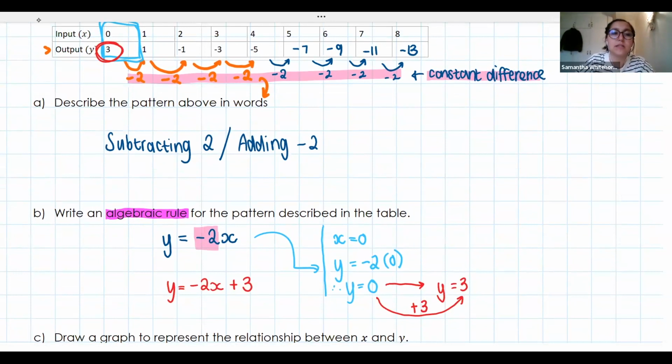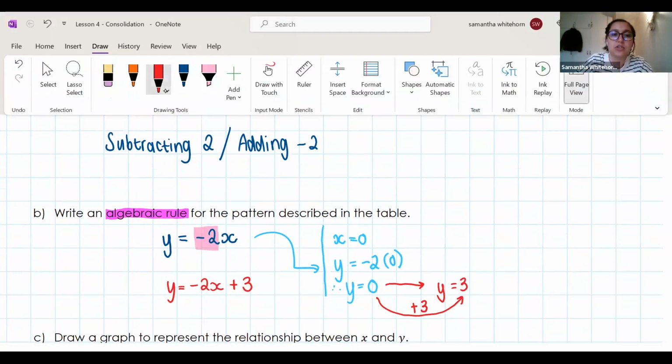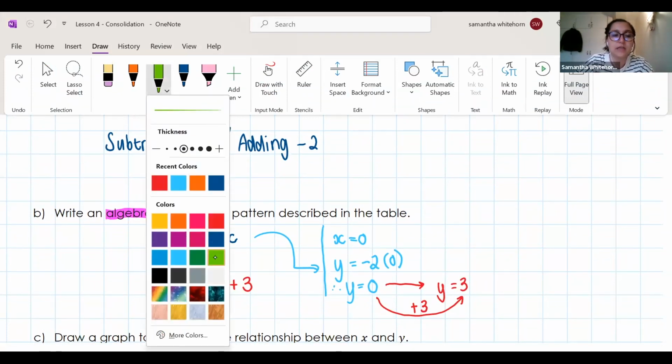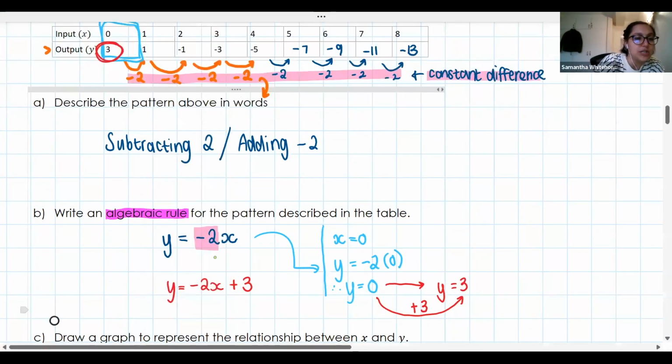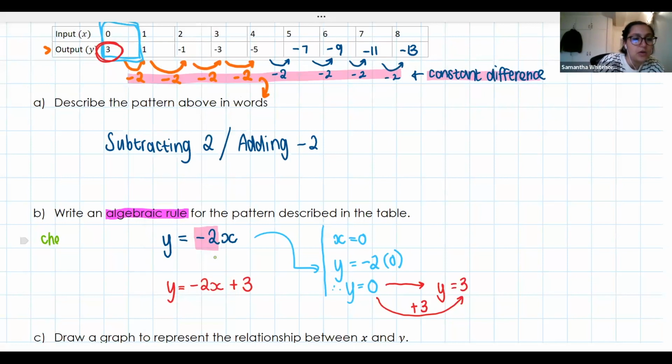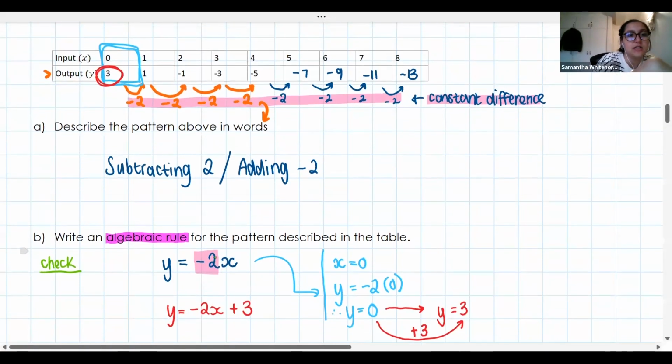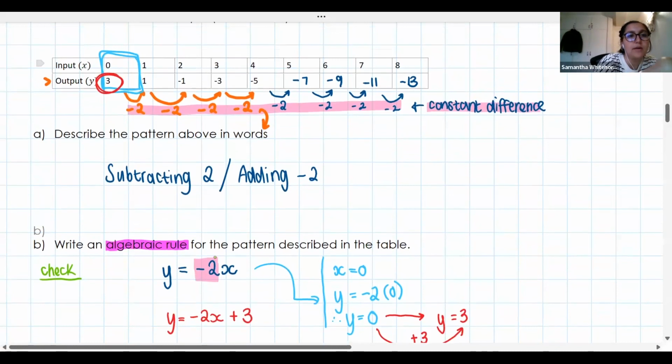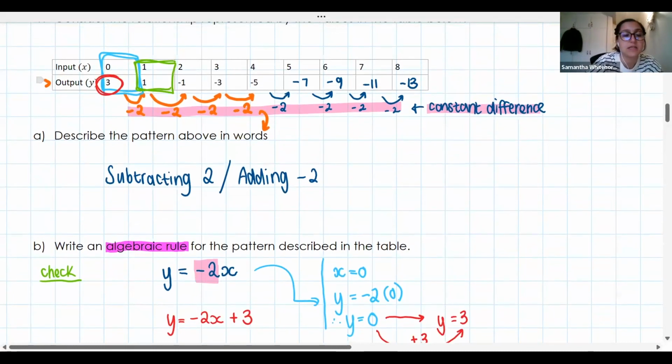Now remember, grade 8, we always double check ourselves. We never just want to assume that what we've done is correct. We always just want to make double sure. So we check ourselves here. We pick another input value. So let's pick the input value of 1. You can pick any one, it really doesn't matter.